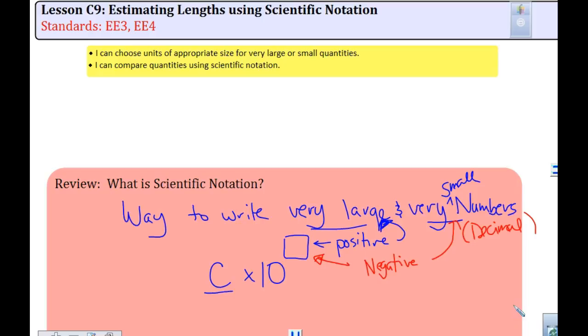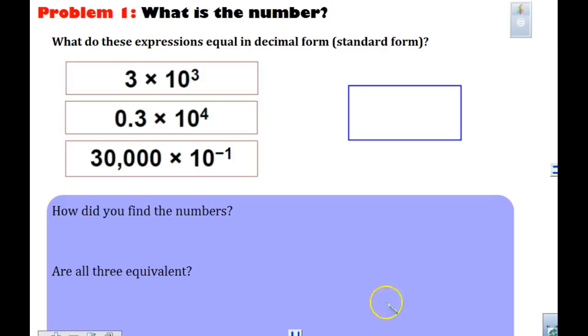So as we use scientific notation, today you're going to be doing a little bit of a project with your partners. What I'd like you to do right now is tell me how you would find each of these numbers. Let's number them 1, 2, and 3. If I have 3 times 10 to the third power, is that in scientific notation? Yes, because it's a number between 1 and 10. The other two are not in scientific notation, but we still want to use those. So what would I have to do to write that number out?